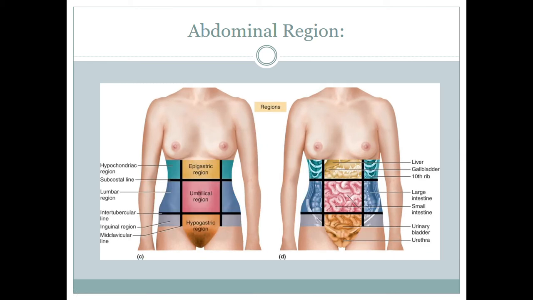The abdomen can also be divided up into 9 different subregions that are sometimes used to describe different parts of the abdomen or to describe the location of structures in the abdomen.